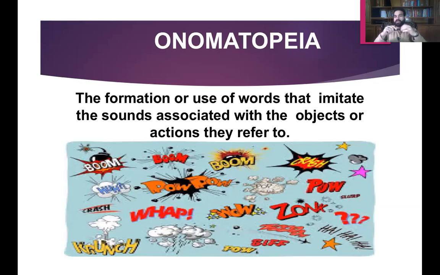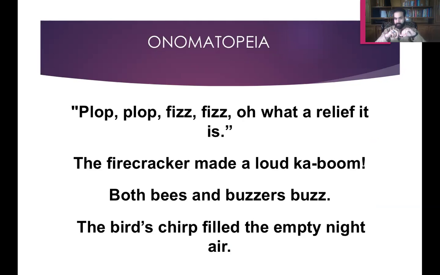Then you get to know about onomatopoeia, one of the basic kinds of words which were coined. It is the formation or use of words that imitate the sounds associated with the objects or actions they refer to. For example, plop plop, fizz fizz, oh what a relief it is. The firecracker made a loud kaboom. Both bees and buzzers buzz. The birds' chirp filled the empty night air.